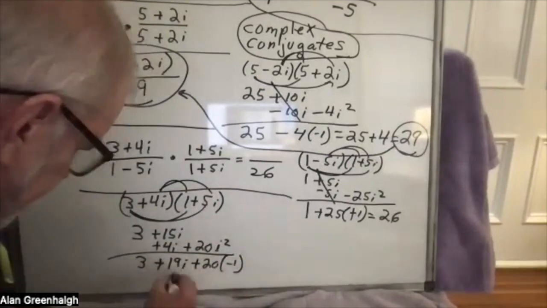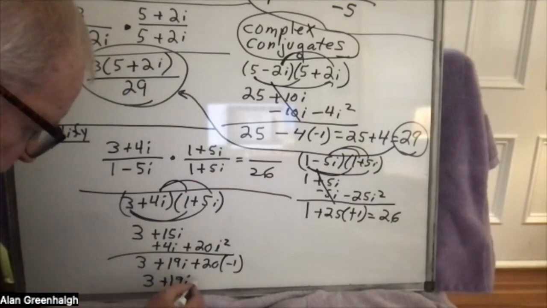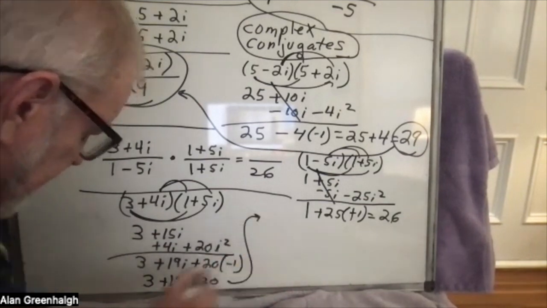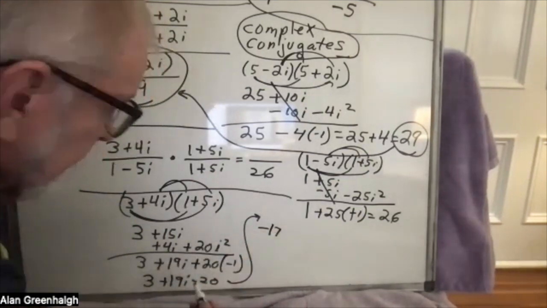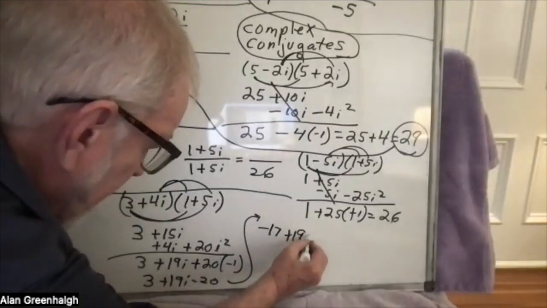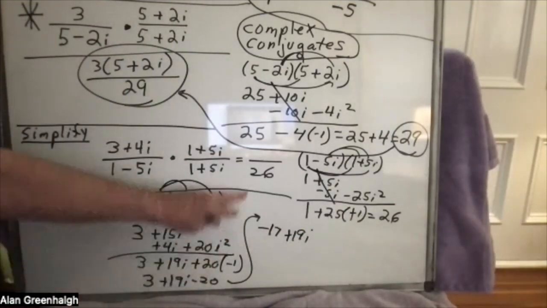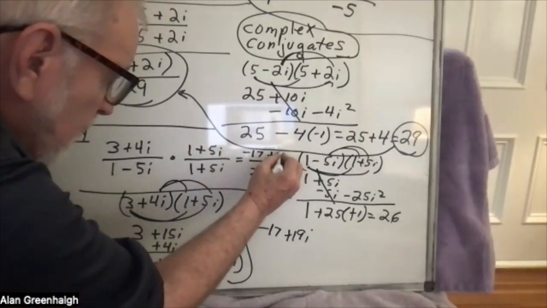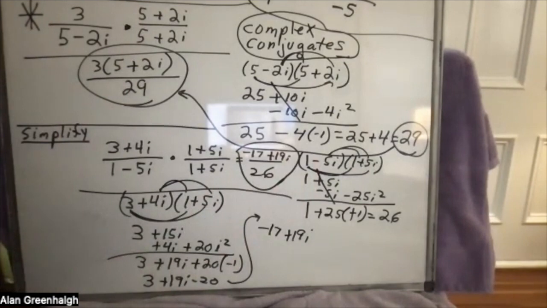Now let's simplify this further. 3 plus 19i minus 20. And this 3 minus 20 is negative 17. And so we got rid of that, plus 19i. That's it. So there it is. And we put that up here in the original expression. And there's the problem right there. There's the answer to the problem.